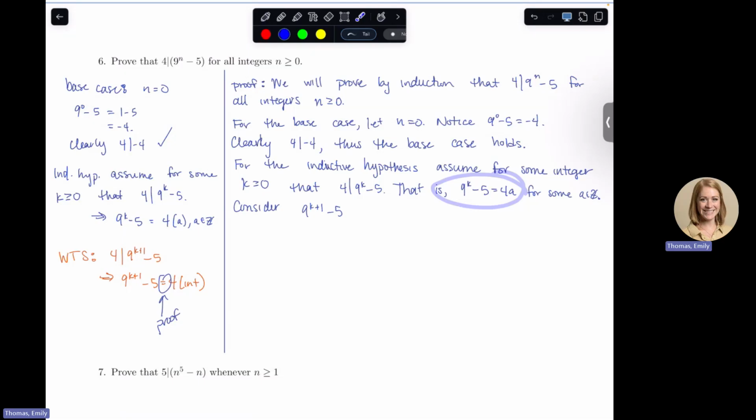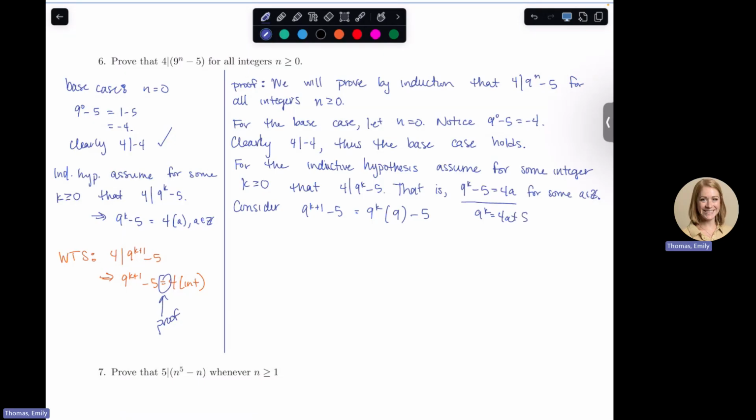I'm not going to do that. I could rewrite this. Y'all let me just think for a minute. If I rewrote this as 9 to the k times 9 minus 5. Are we okay with that? And then this thing, if I use that, that would be that 9 to the k is equal to 4a plus 5.